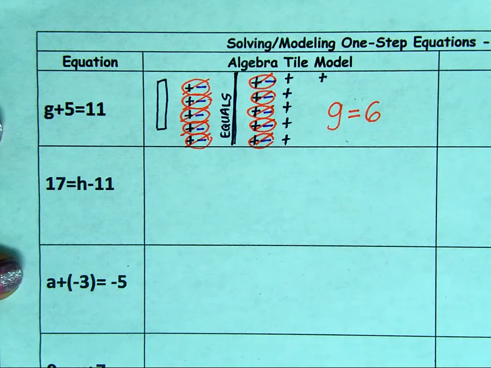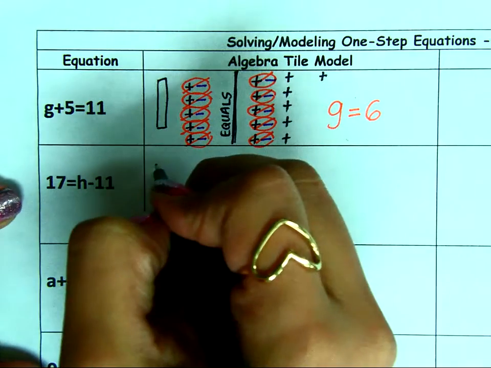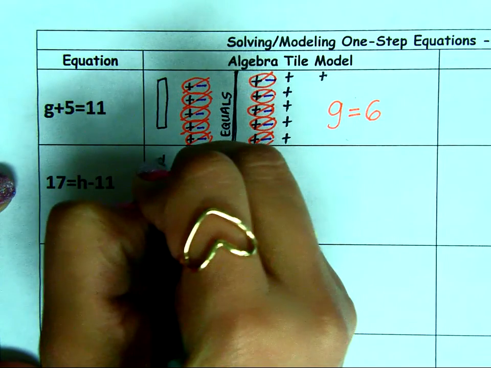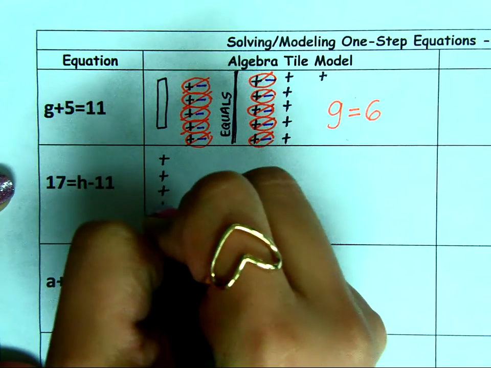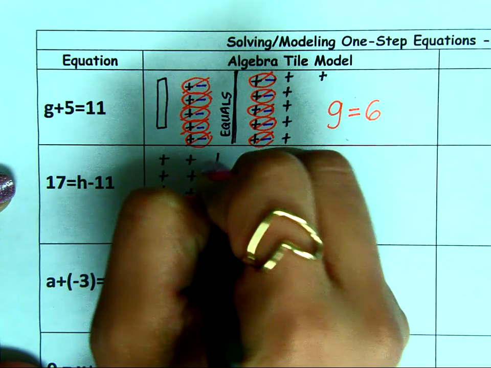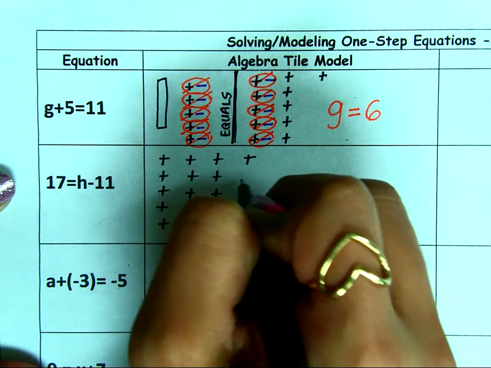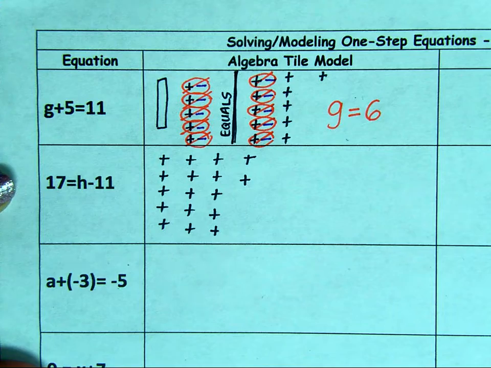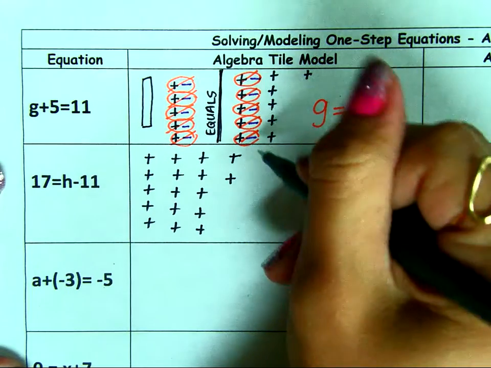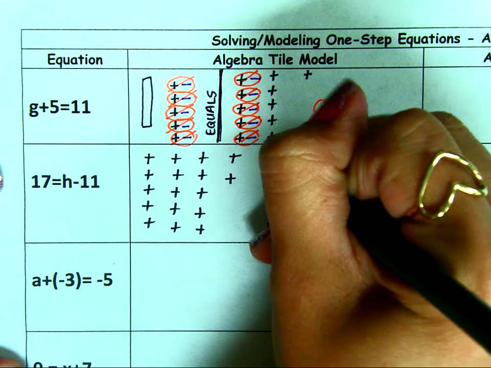Okay. Let's look at our next problem. We have 17 equals h minus 11. So I'm going to start with 17 positives this time. 1, 2, 3, 4, 5, 6, 7, 8, 9, 10, 11, 12, 13, 14, 15, 16, and 17. So I have 17 positives on the left side. I am going to go ahead and give a bold bar to represent my equal sign.